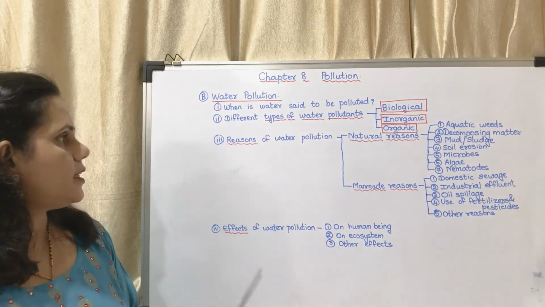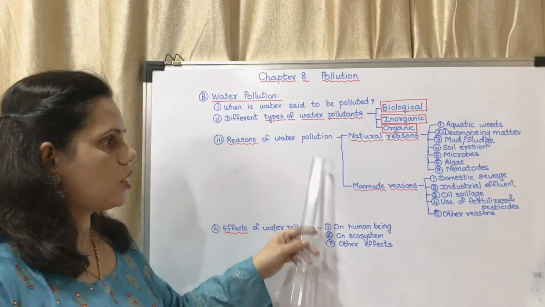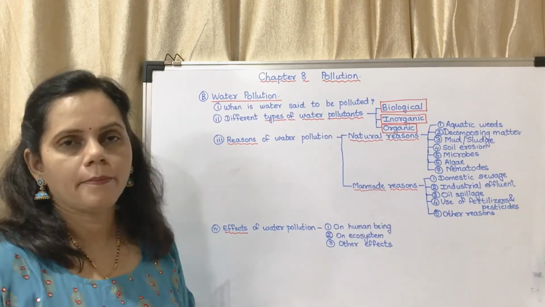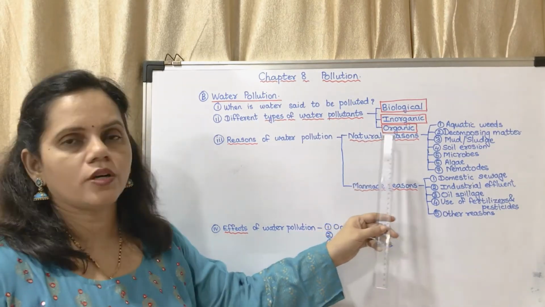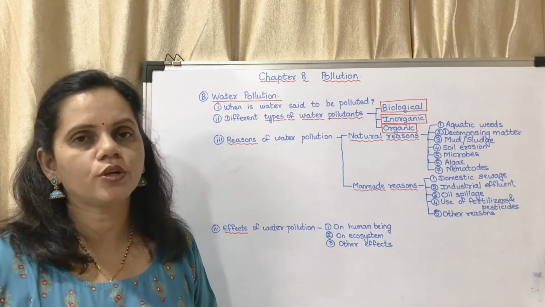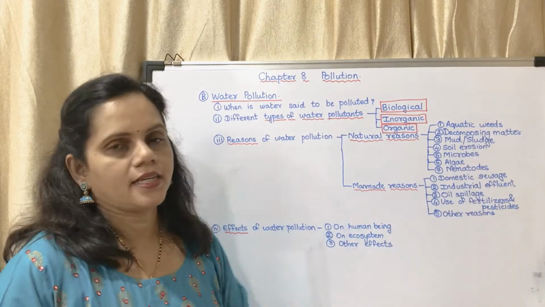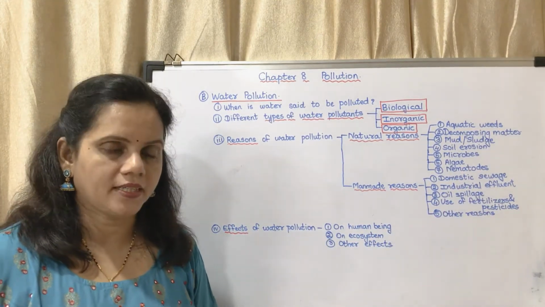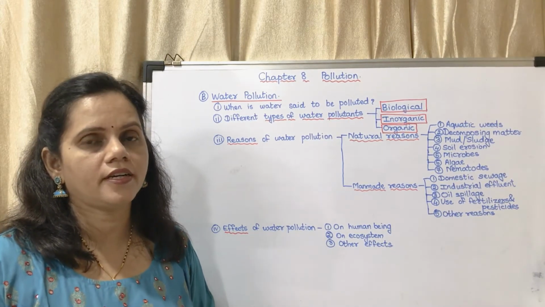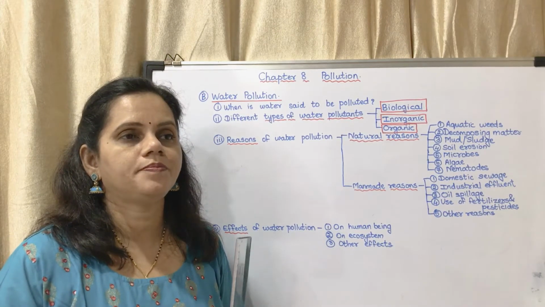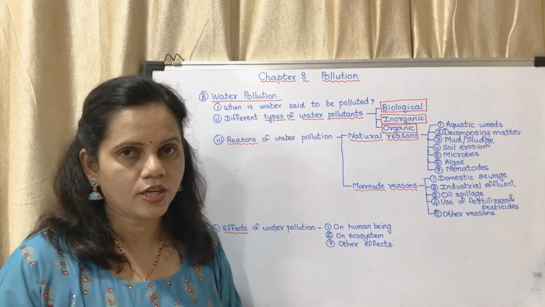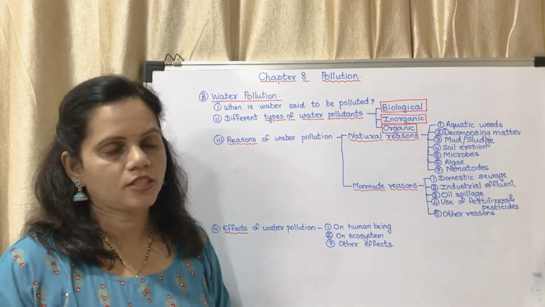Now the next is the reasons for water pollution. I have written in short here the two basic reasons of water pollution: natural reasons and man-made reasons. Under natural reasons, what we are having? Aquatic weeds. Weeds means the unwanted plants which grow in water. Decomposing matter means the degradable matter, like dead bodies of different animals, the plants, the branches, the flowers, which are disposed of into water. It forms the decomposing matter, which is a natural reason.